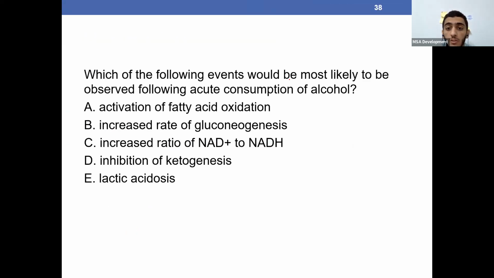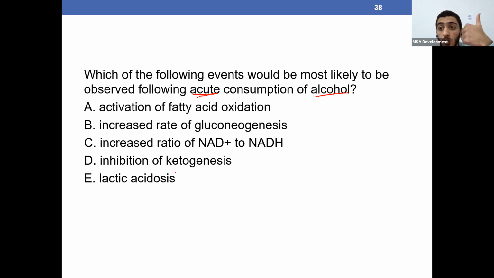Which of the following events would be most likely to be observed following acute, and acute is basically a small or short-term consumption of alcohol. So someone has been consuming alcohol for a short amount of time. What happened? Activation of the fatty acid oxidation pathway, increased rate of gluconeogenesis, increased ratio of NAD+ to NADH, inhibition of ketogenesis, or lactic acidosis. You remember the previous slide that had the red words? You want to look at those red words and compare them to the answer choices.